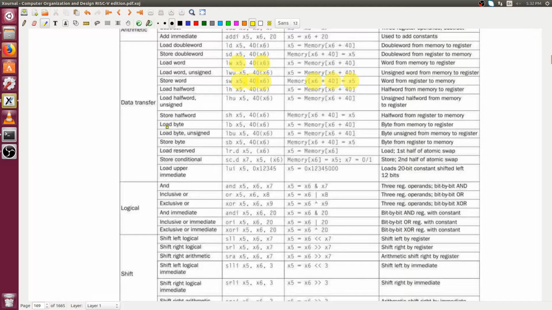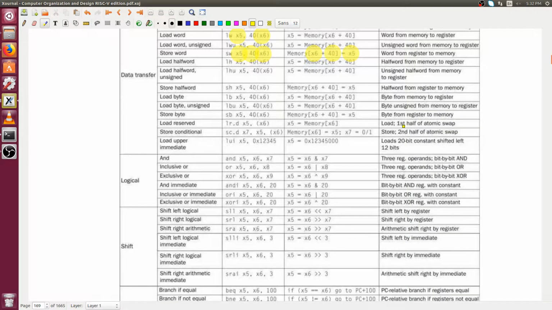They can actually load things at the granularity of a byte, unsigned. And then they have a couple other instructions that we won't get into right now.